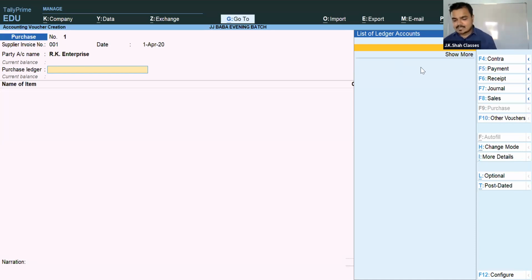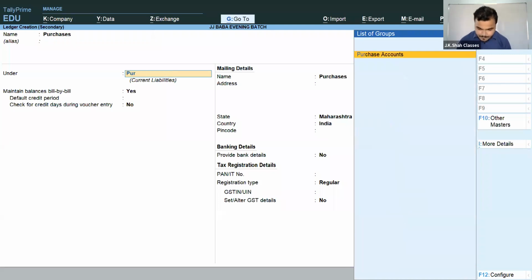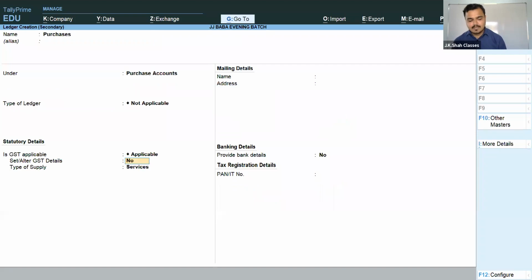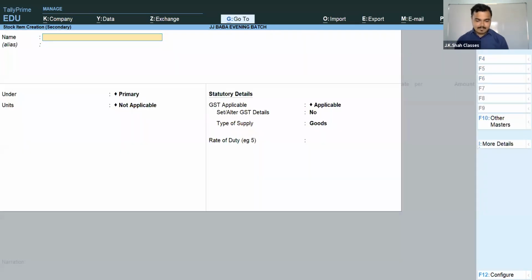Purchase ledger is required to be created. See this, the purchase ledger is not there, so it asks me directly on the screen that you need to create. I said okay, let's create PURCHASES under purchase account. Goods we are buying. Done. Now what am I buying, people? Again I'm saying, whenever you need to create any account, you need to press Alt C.